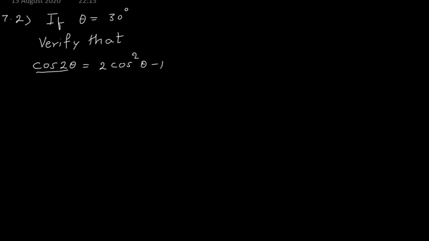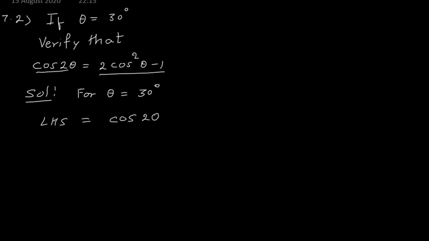This is an identity, cos 2 theta is 2 cos square theta minus 1. So again, in the solution, for theta equal to 30 degrees, pause the video, try yourself and then see the solution. Our left hand side, LHS, is equal to cos of 2 theta, which is cos of 2 into 30 degrees, which is cos of 60 degrees. Now the value of cos 60 degrees is 1 upon 2.